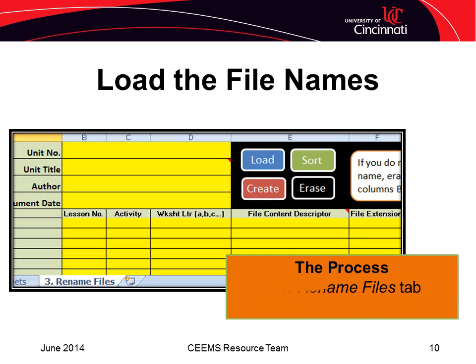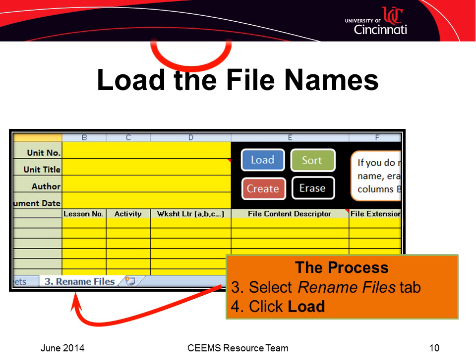Once you've copied the files you would like to retitle to the Rename Files folder, click on the Rename Files tab in the unit file generator. Then click the Load button. This will insert the file names of each of the files in the Rename Files folder onto the worksheet.